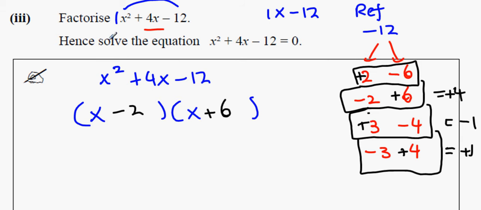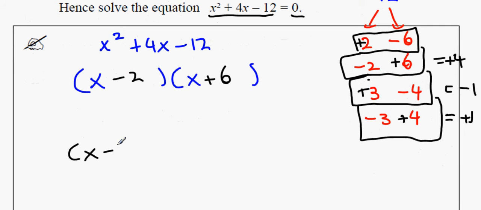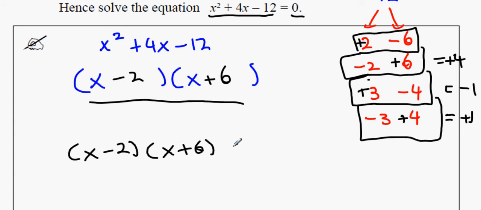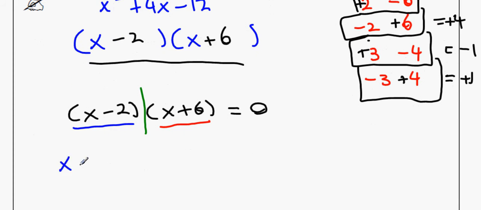Now the next question is, hence, solve this equation. To solve this equation, we just put our answer down. We remember we changed x squared plus 4x minus 12 into this. So then we know that it's going to be x minus 2 and x plus 6, and all of this equals 0. Now what we have here are two terms, okay? You have the blue term, which is x minus 2, and the red term. When you multiply one number by another and it equals 0, it means either one of these numbers could be 0. So either the blue term is 0 or the red term is 0. So you can say x minus 2 equals 0, or you can say x plus 6 equals 0.